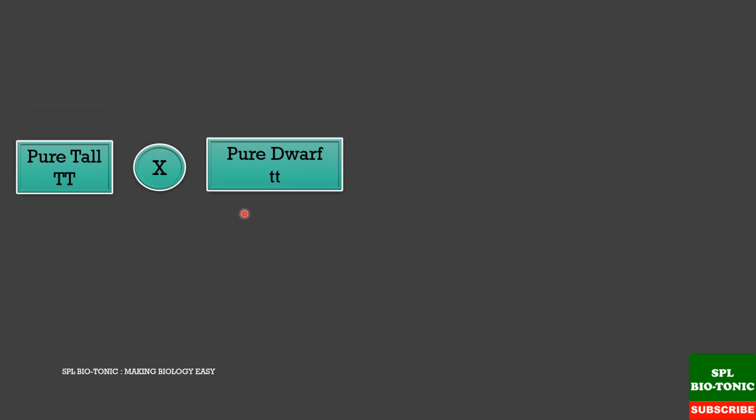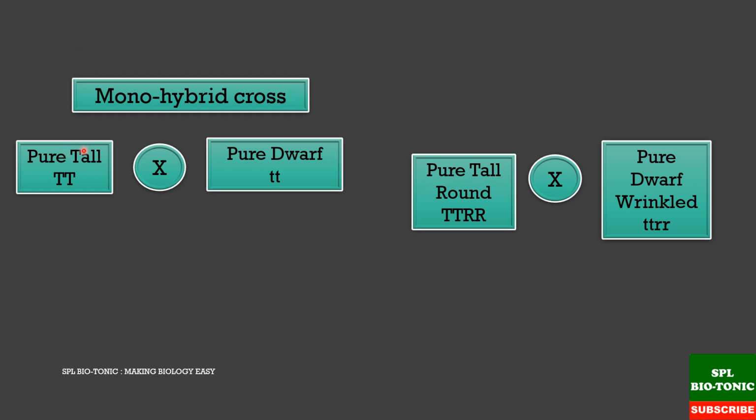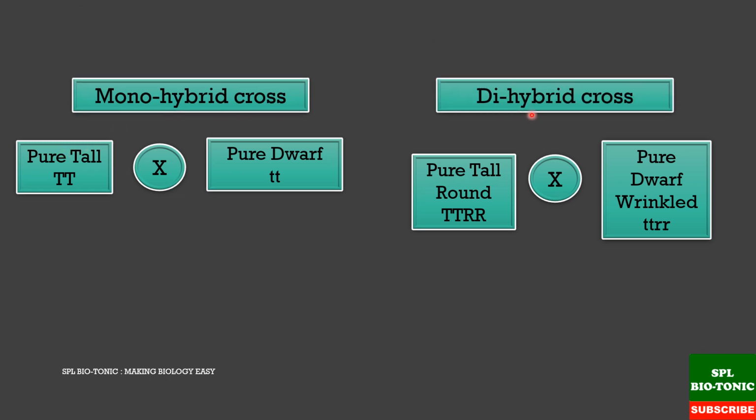Students, let us understand the meaning of monohybrid cross and dihybrid cross. Say a pure tall plant is crossed with a pure dwarf plant. So this is one example. The second example is a pure tall round plant crossed with a pure dwarf wrinkled plant. The first is called a monohybrid cross, whereas the second is called a dihybrid cross. Here the two parents are crossed with one pair of contrasting characters, which is tall versus dwarf. Therefore it is a monohybrid cross.